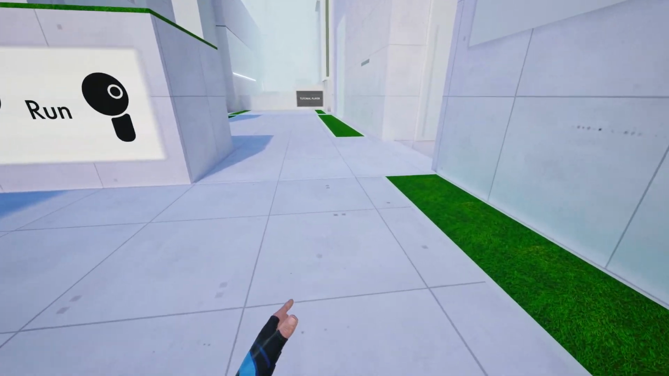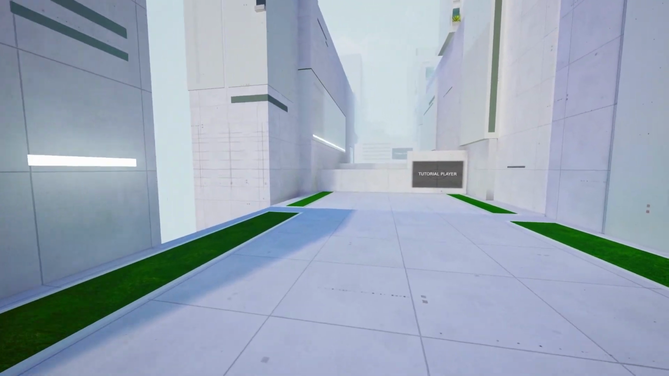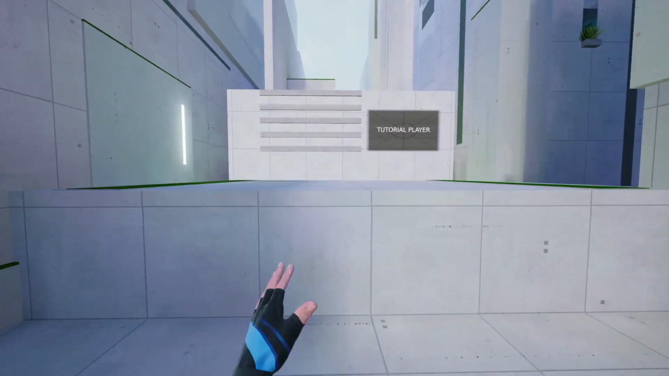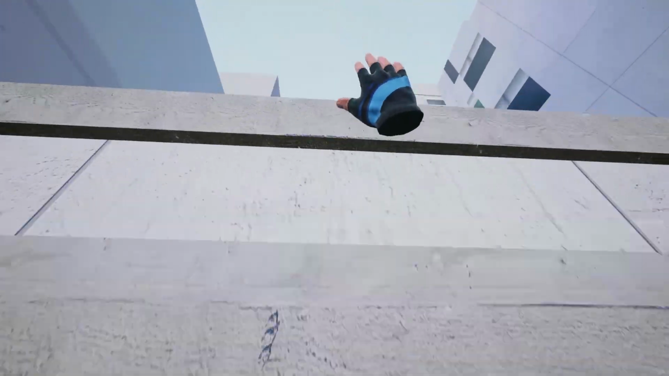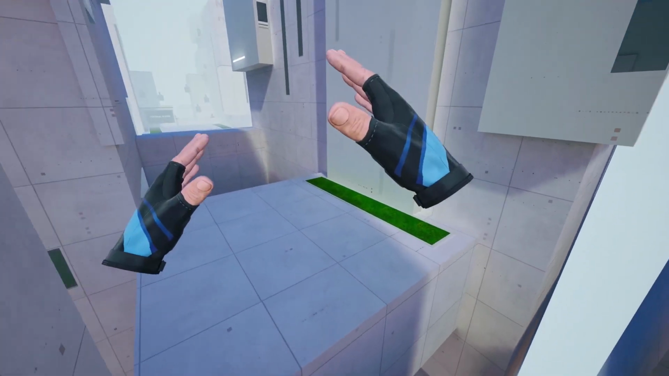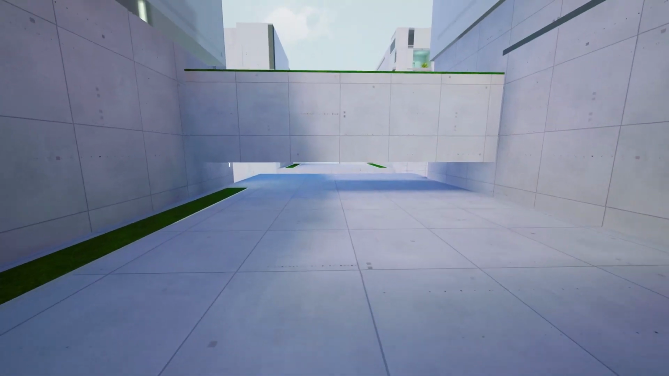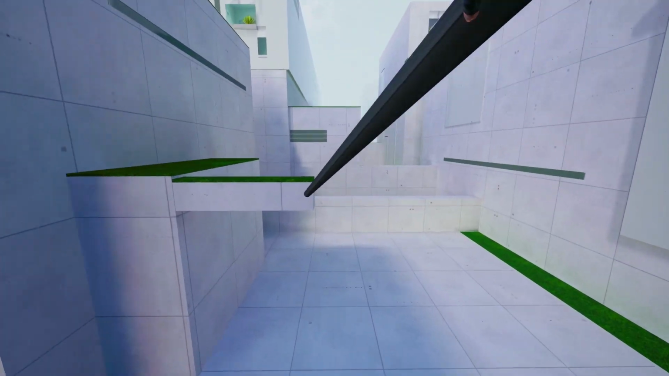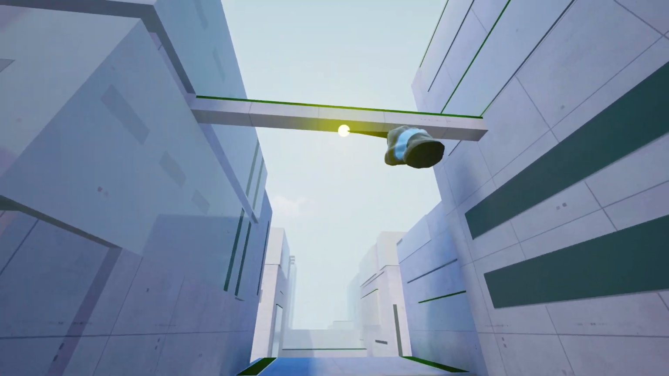Walk, run, jump, climb, wall run, slide, zip line, hook.